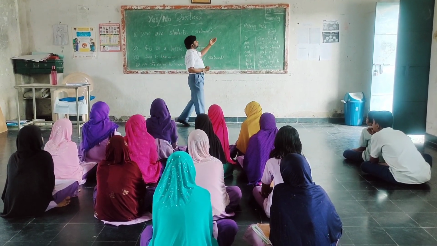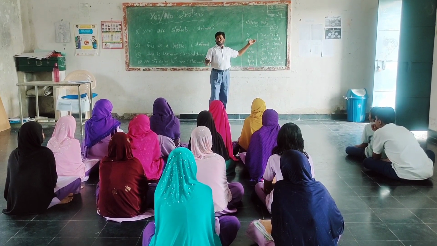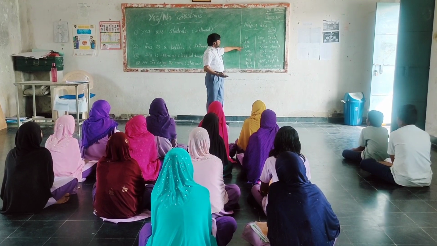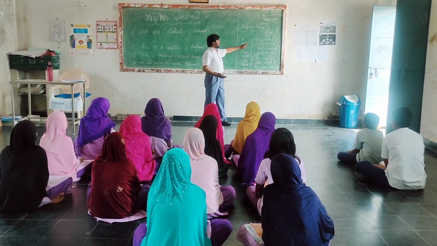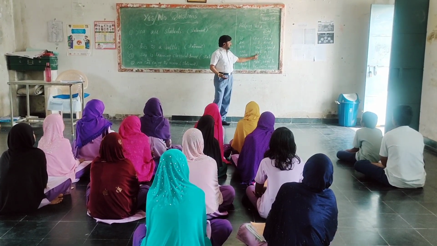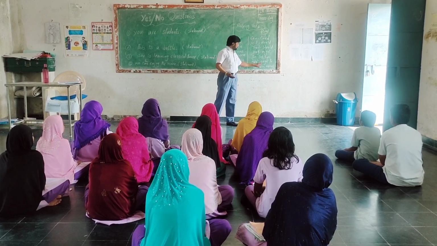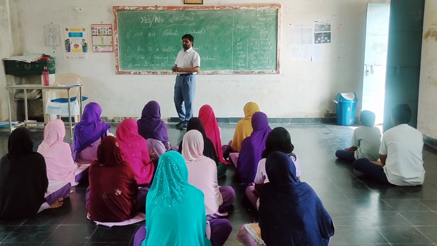So, we know helping verbs. How many kinds of helping verbs are there? 24 helping verbs. What are they? Is, am, are, was, were, has, have, can, may, might, do, did, does, must, shall, will. Okay, these are helping verbs.